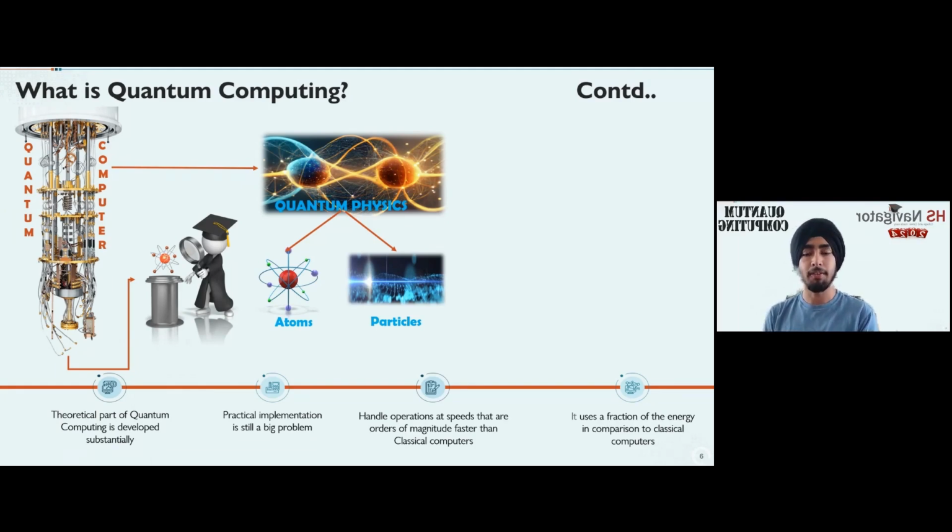problem. And the reason that we want to solve that problem is because these computers use a fraction of the energy compared to classic computers, and they handle operations at speeds that are hundreds, millions, or hundreds of millions times faster than classical computers. So if they use less energy to operate and can do much more with that energy, that's obviously a good field we want to research, especially moving forward towards the future.